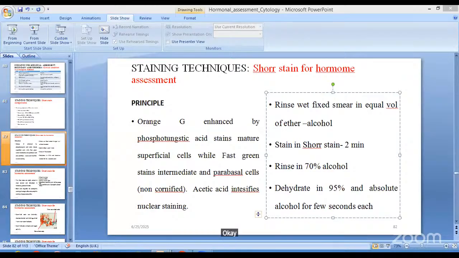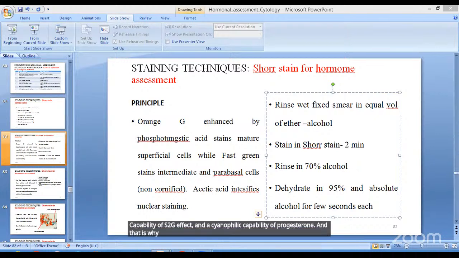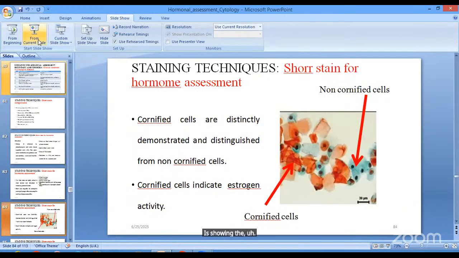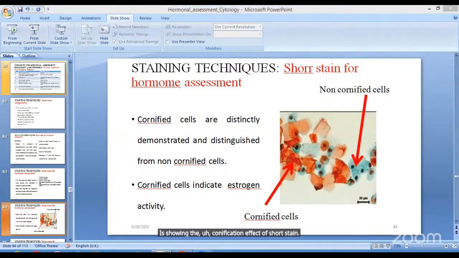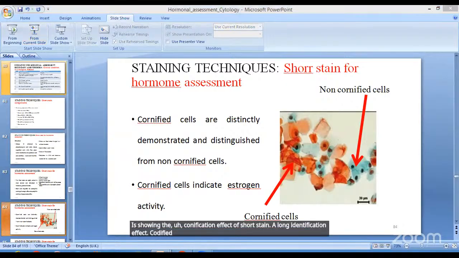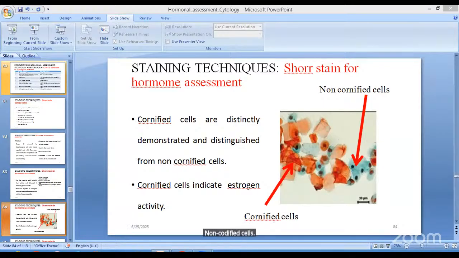Okay. At the end of the day, the Shorr stain magnifies the eosinophilic staining capability of estrogen effect and the cyanophilic capability of progesterone. And that is why, let me show you this first. This slide is showing the conification effect of Shorr stain and non-conification effect. Conified cells are distinctly demonstrated and distinguished from non-conified cells. Conified cells indicate estrogen activity, and non-conified cells indicate high progesterone activity.